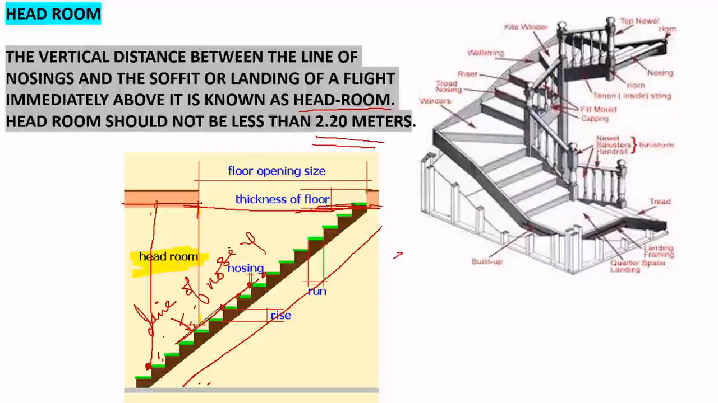Otherwise, if it is less than 2.2 meters, like 1 meter or 1.1 meters, what happens is when you walk, your head will hit the landing or hit the floor above. So the minimum vertical distance of the headroom should be at least 2.2 meters.